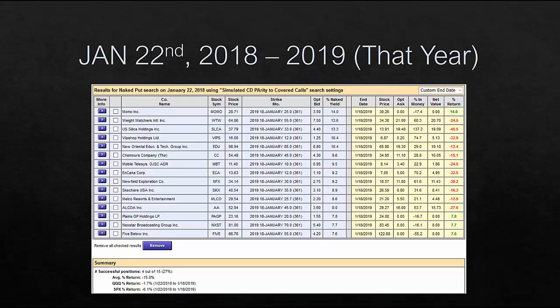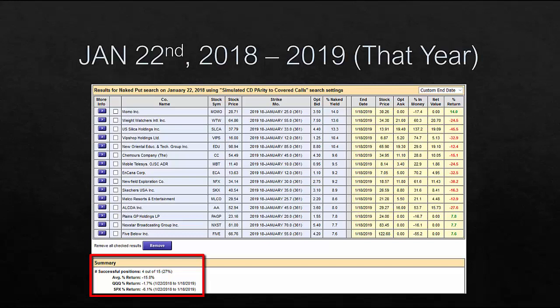January 22nd, 2018, to our leaps out to 2019. Oh yeah, that year. We know what's going to happen here potentially, don't we? 27% success rate, 4 out of 15 trades. Same success rate we saw with the simulated CD covered call approach. MOMO did good for us. PAGP and XST and 5 Below did okay for us.